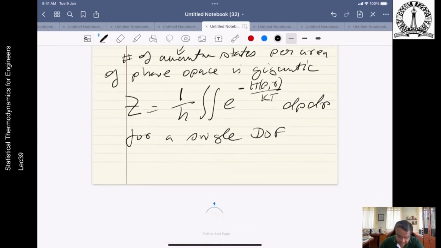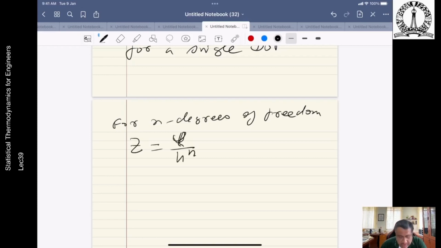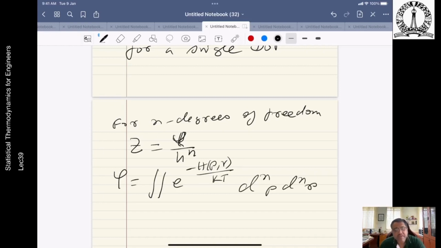So for n degrees of freedom, the partition function can be related to the phase integral as follows. The phase integral itself is written as shown, for a Cartesian coordinate having, say, 3 degrees of freedom.